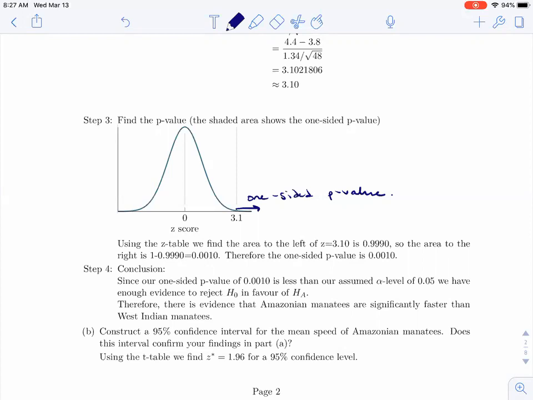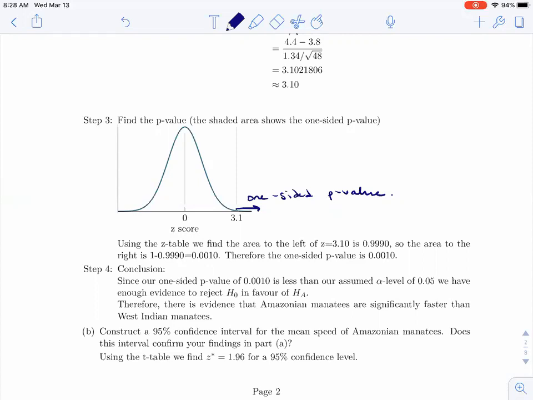So the area to the right is 1 minus that, right? Because the Z table always gives you just the area to the left, and then it's your job to know that if you need the area to the right, then you have to do 1 minus the area to the left. So now you've got your one-sided p-value is 0.001. Super small.